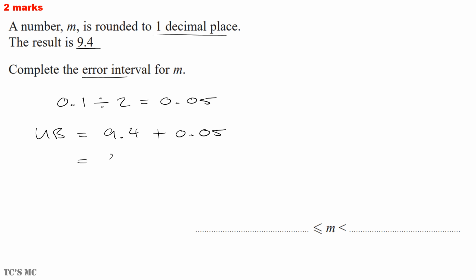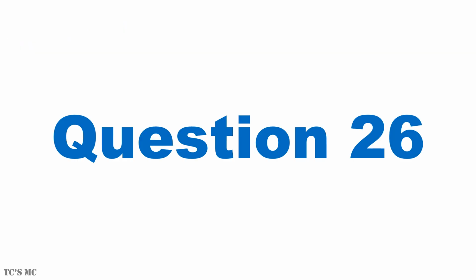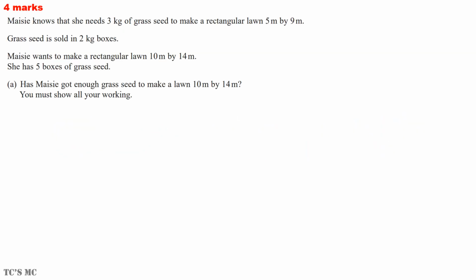That gets us 9.45, and we can write that over here. Now we have 1 mark. For the lower bound, we need to do 9.4 subtract 0.05, and that gets us 9.35, and we are going to write that over here. And now we have our second mark.